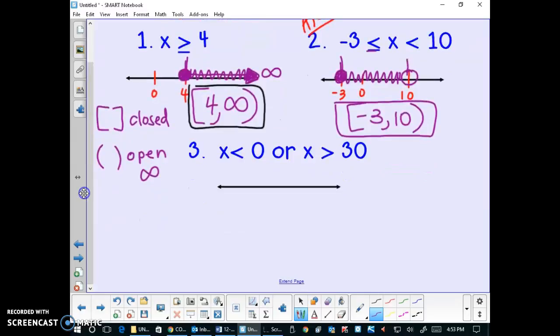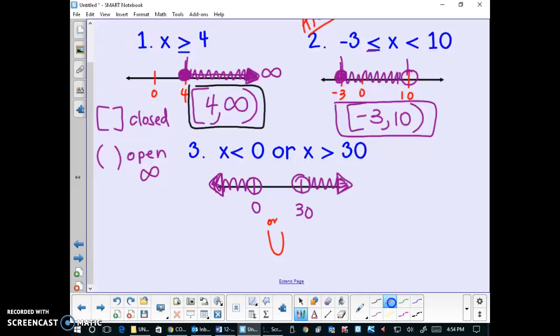Number 3, let's graph this because, again, it's easy to visualize this. An or, we know we're going to shade away, so x is less than 0 and x is greater than 30. So this one's going to have 2 pieces. So this is an or, okay, union symbol. You can just write or if you want to.